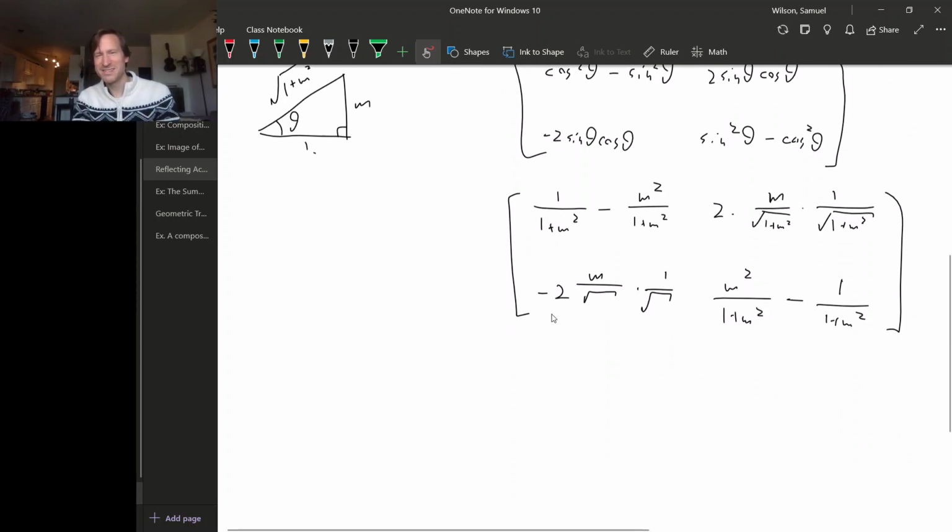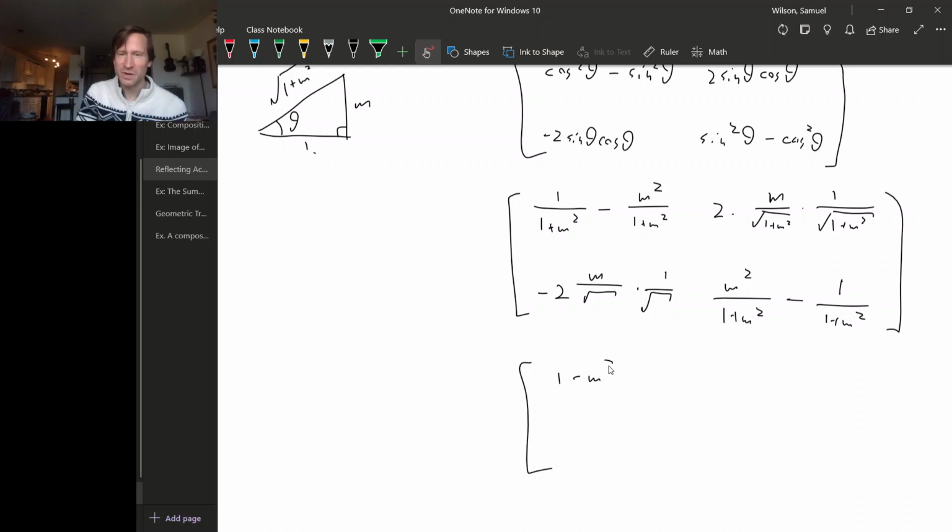And now we can simplify all of this stuff, and we get 1 minus m squared over 1 plus m squared. In this entry, we get 2m over 1 plus m squared. Down here we get minus 2m over 1 plus m squared. And in the bottom right, we get m squared minus 1 over 1 plus m squared.